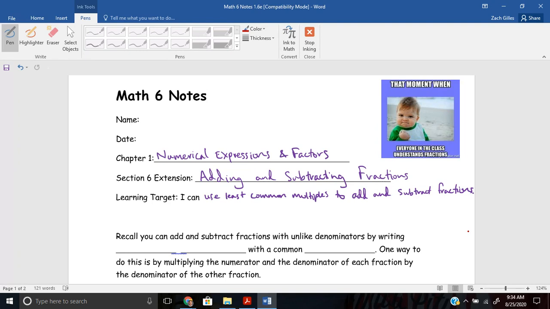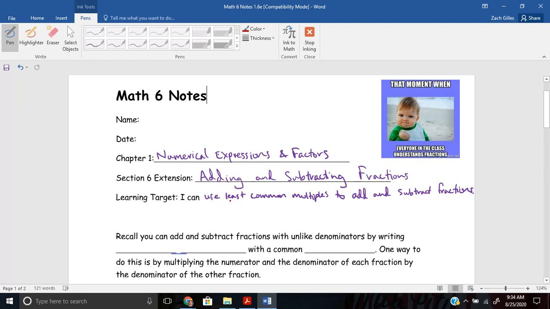I hope you're doing well, and in this extension section, we're going to talk about how to add or subtract fractions, and I hope this is our class when we're done. All right, everybody can give that little bit of a fist bump because they understand fractions. So that's my goal for today. Hopefully I can help you along with this.